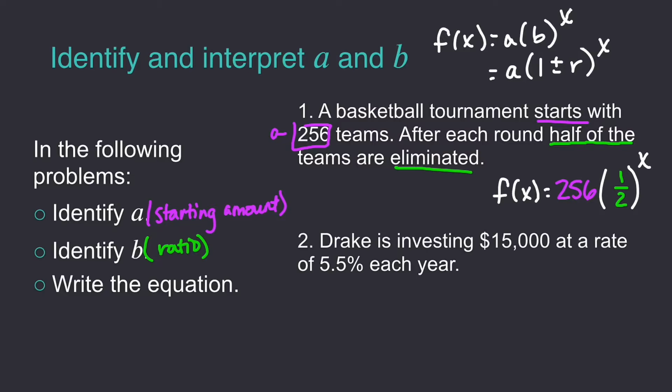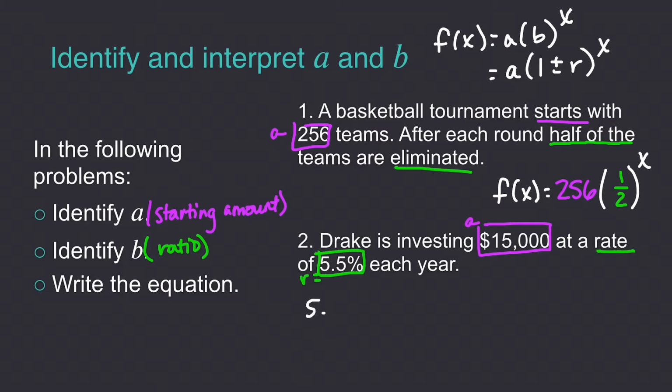Problem number 2 says Drake is investing $15,000. So he is doing this. That is what we start at a rate of 5.5%. So anytime it says at a rate of and gives us a percent, that's our r instead of our b. So what we have to do is use our second equation, a times 1 plus or minus r. So we want to convert 5.5% to a decimal.